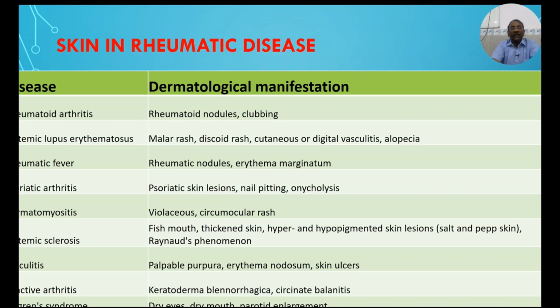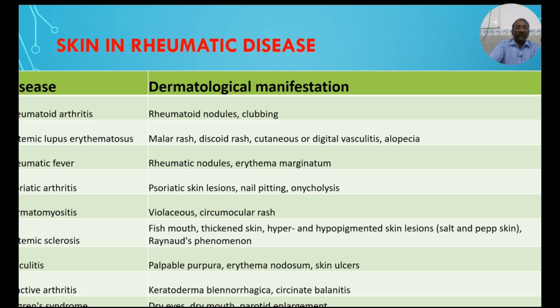Dermatomyositis, you have the circumvalular rash, popularly called a necklace rash. So that is your dermatomyositis. In systemic sclerosis, fish mouth is very common. They can't open the mouth, very small mouth, fish mouth, thickened skin, hyper and hypopigmented skin lesions, salt and pepper, Raynaud's phenomenon. So they are the systemic sclerosis, progressive systemic sclerosis.